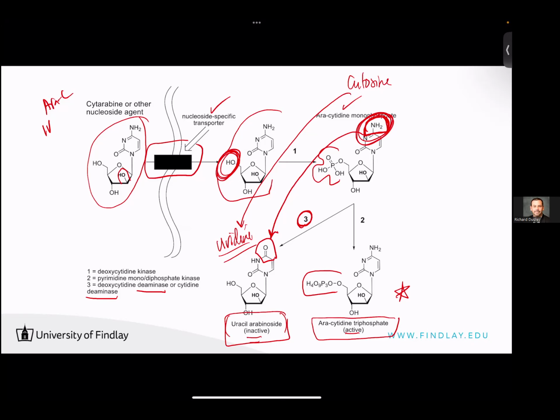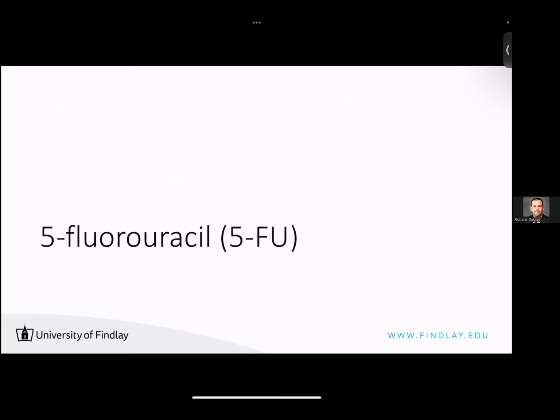Next up, we will talk about a drug called 5-fluorouracil, which is very interesting, very complicated, but sees a lot of utility in the treatment of a variety of different cancers. We'll catch you guys in a little bit.